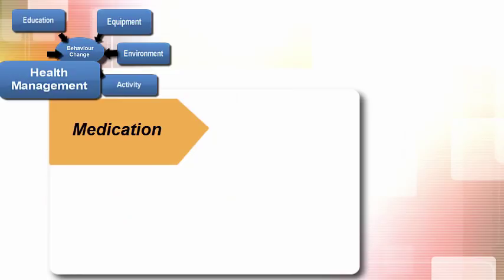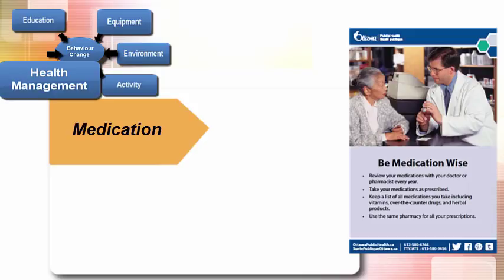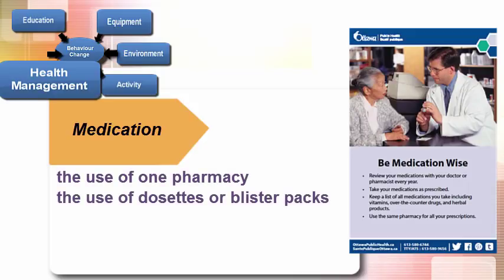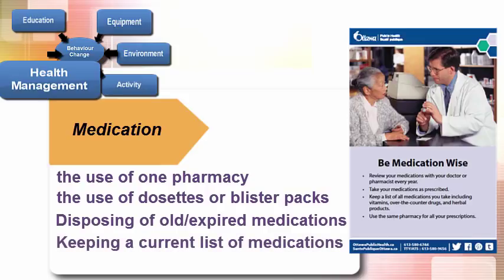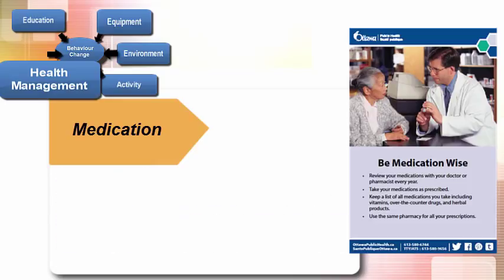Older adults don't often identify medication as a risk factor for falls. To help them manage their medications, encourage the use of one pharmacy, the use of dosets or blister packs, disposing of old expired medications at the pharmacy, and keeping a current list of medications, including vitamins, over-the-counter drugs, and herbal supplements. Any concerns related to medication should be reported to your supervisor.